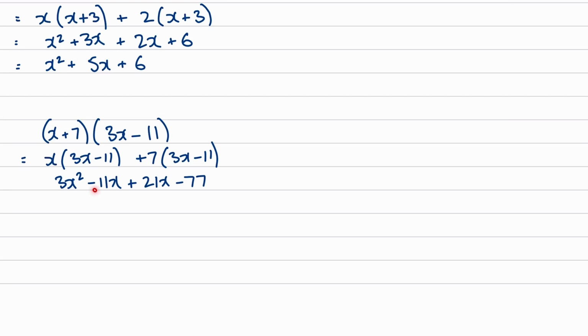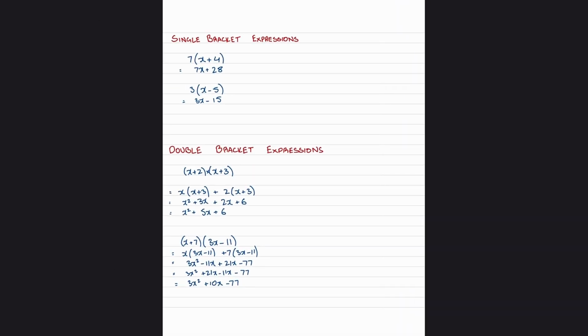The like terms over here are already grouped, so just add them. 3x squared plus 21x minus 11x, just so it's easier for us, equals 3x squared. 21 minus 11 is 10, and it will be a positive, plus 10x minus 77.